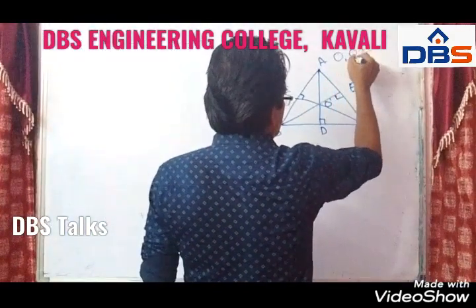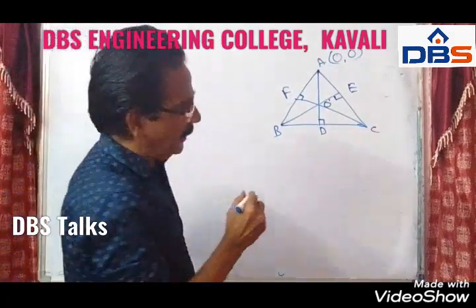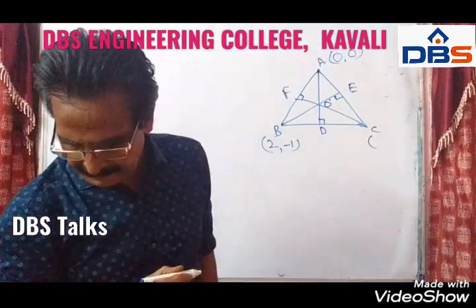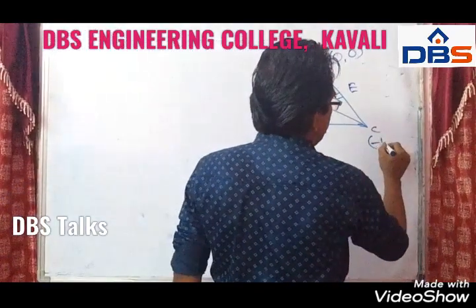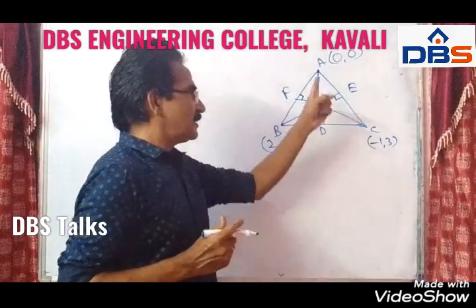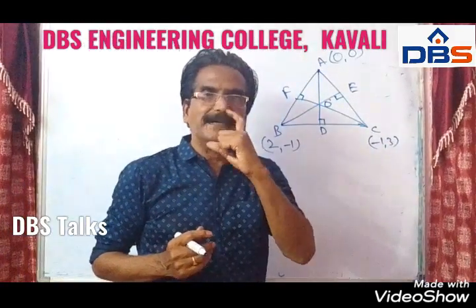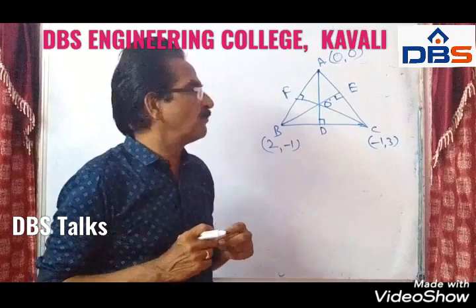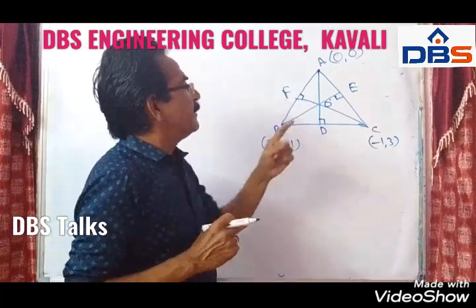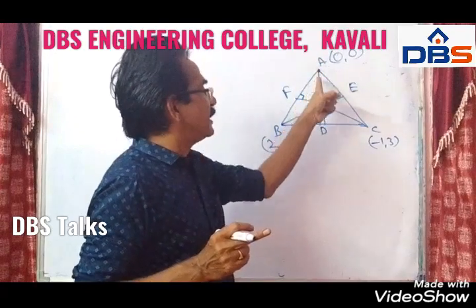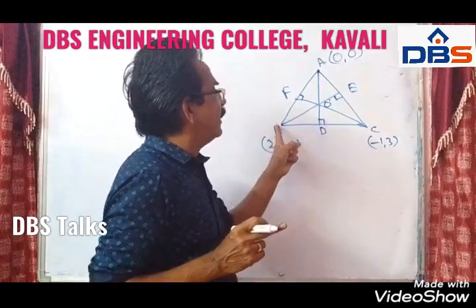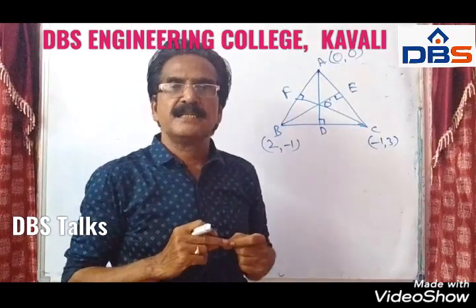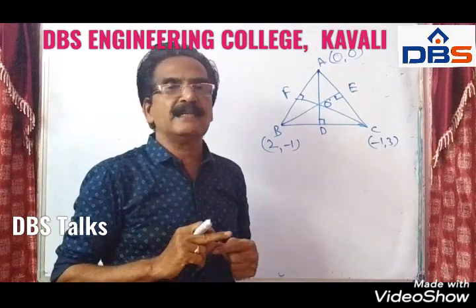A (0, 0), B (2, -1), and C (-1, 3). These are the vertices of the triangle. So now we have to find the orthocenter. For that we have to find the equation of AD, we have to find the equation of BE, and by solving those two equations, we get the orthocenter.